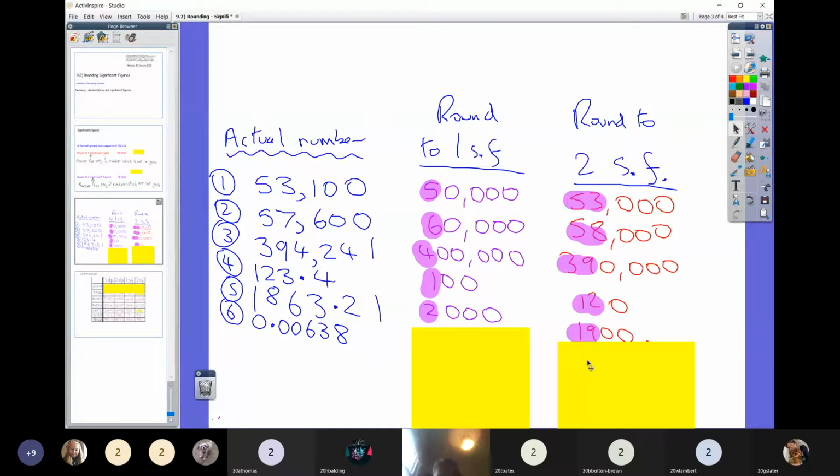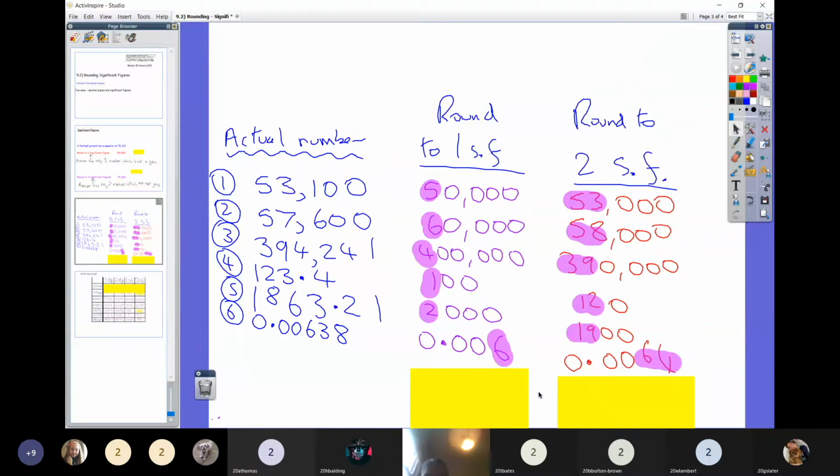Now, be careful with something like this. It is possible to have to do these very small numbers to significant figures. So all the zeros are now going to be before our first number. So it's going to be 0.00 and then a 6 to one significant figure, and then 0.0064 to two significant figures. So there are quite a few on the worksheets like that as well. So make sure that you understand those.